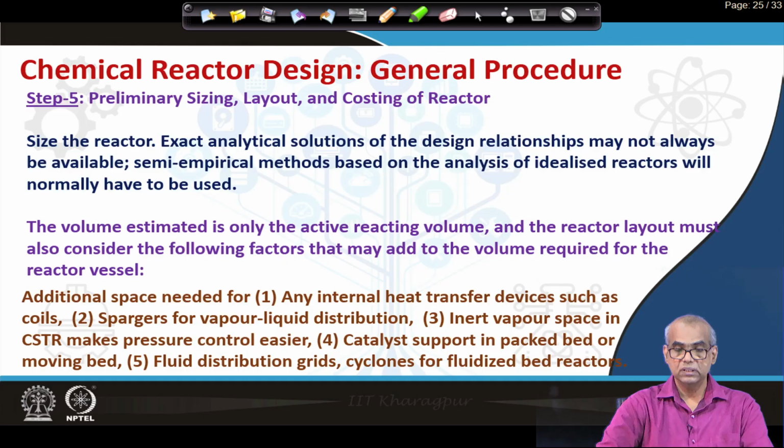Additional space needed for any internal heat transfer devices such as cooling coils, heating coils within the reactor. Spargers for vapor liquid distribution, inert vapor space. Inert vapor space in CSTR makes the pressure control easier. Catalyst support in packed bed or moving bed. Fluid distribution grids, cyclones in fluidized bed reactor. So, we must add extra volume for these factors.